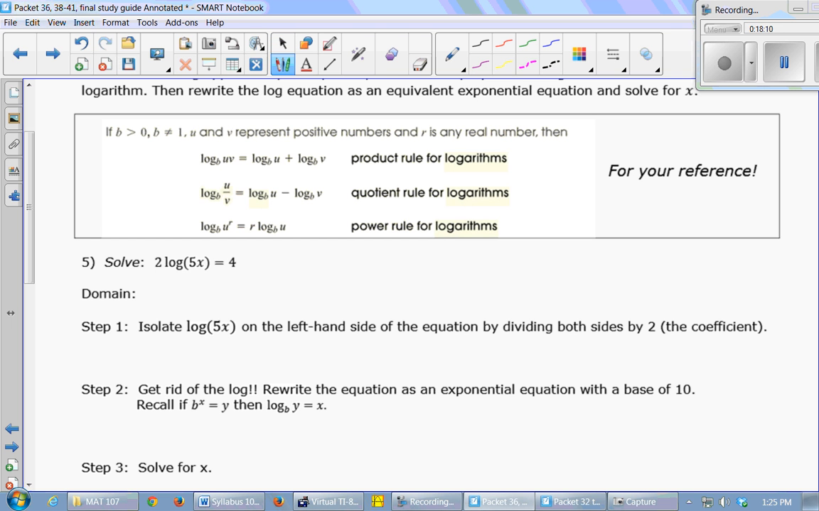So I want to solve 2 times log 5x equals 4. So the domain of this thing, what values of x can I take the log of? Not 0 and not negatives. You can only take the log of positive numbers. So that means that 5x, this thing that I'm taking the log of, has to always be positive, which means that x has to be positive. So I could say 0 to infinity is my domain.